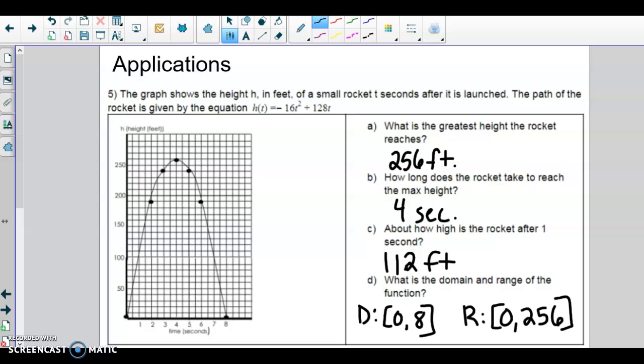It could have asked me other questions. Those are the parts I gave you here, but it could say how long till the rocket hits the ground. You would say 8 seconds, right? Right there is where it hits the ground.